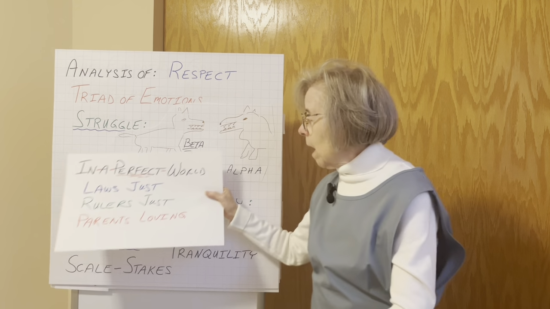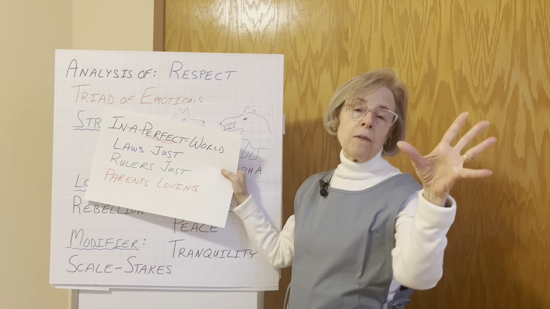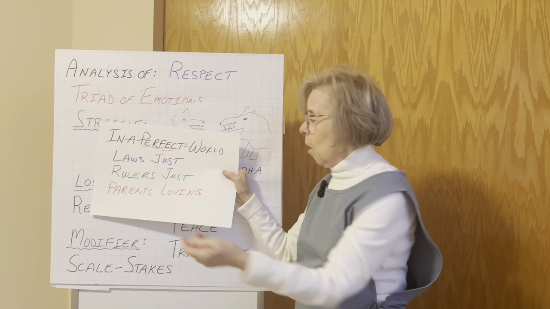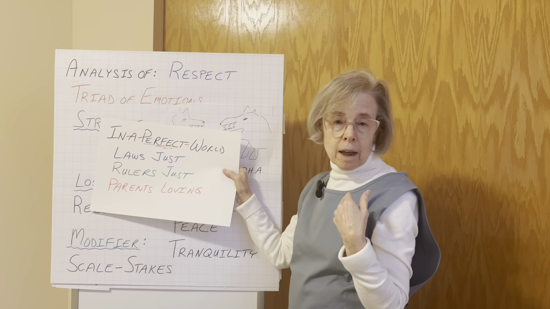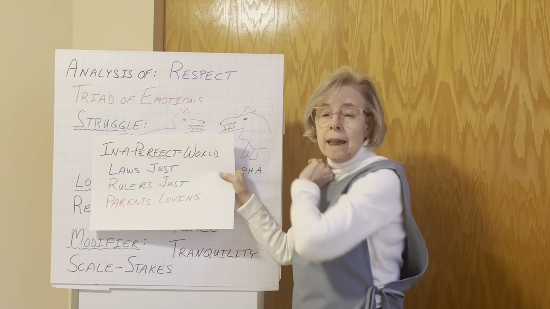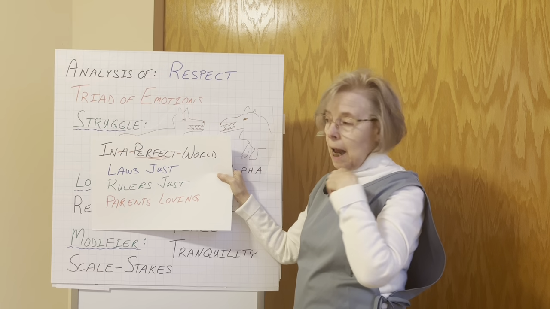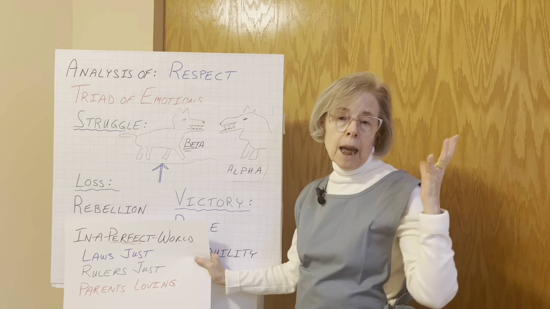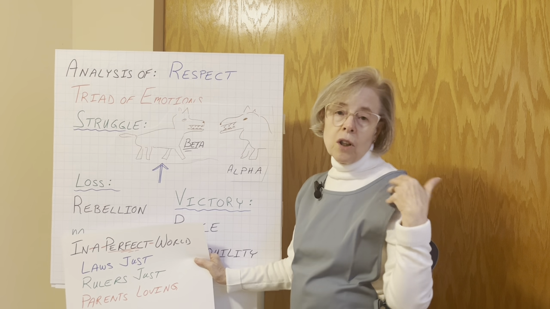presumes that we are working in a perfect world. If we were in a perfect world with only laws that were just, only rulers who were just, only parents who were loving, then everyone that you had to give respect to would indeed be deserving of respect. And it would indeed be a sad loss if you rebelled against such wonderful leaders, such just laws, such loving parents.